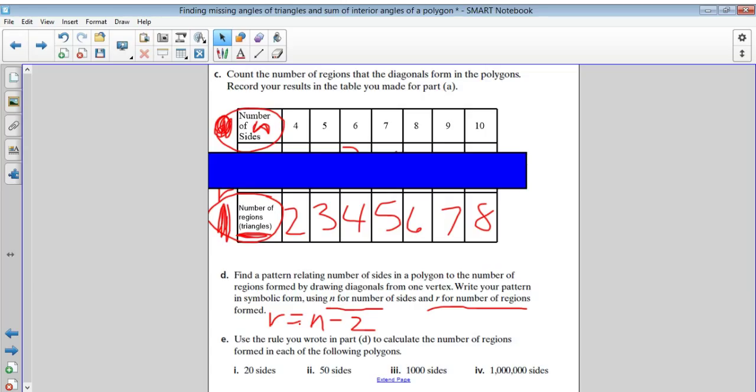Now this is really important, so you should circle, highlight, star, whatever you want to do in your notes, because this is extremely important.